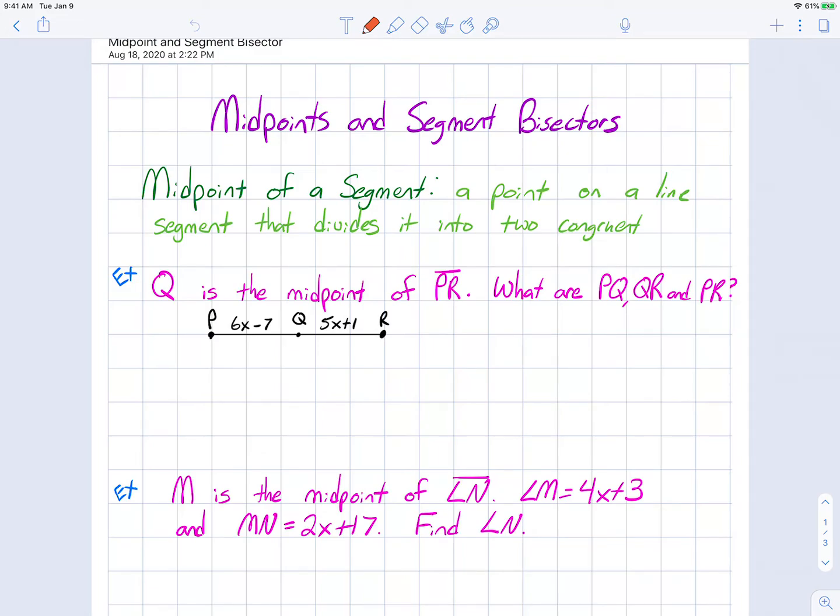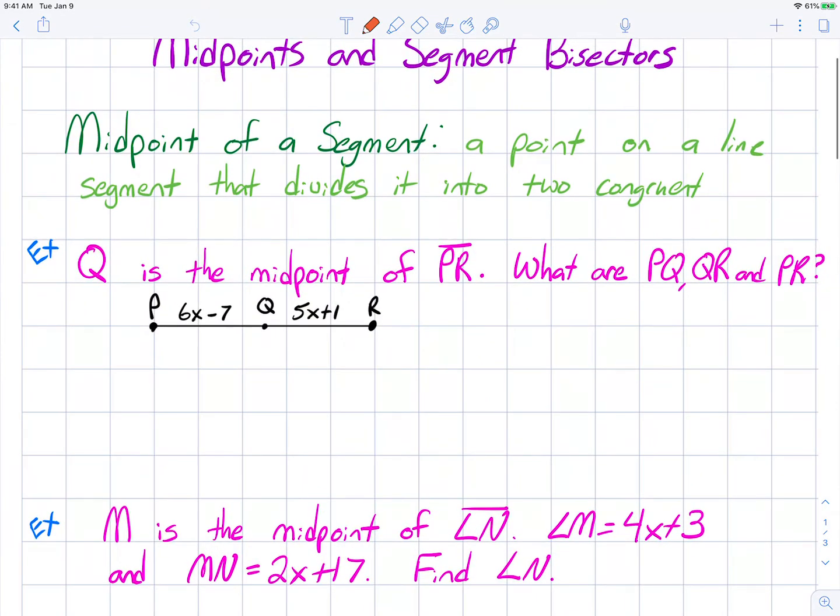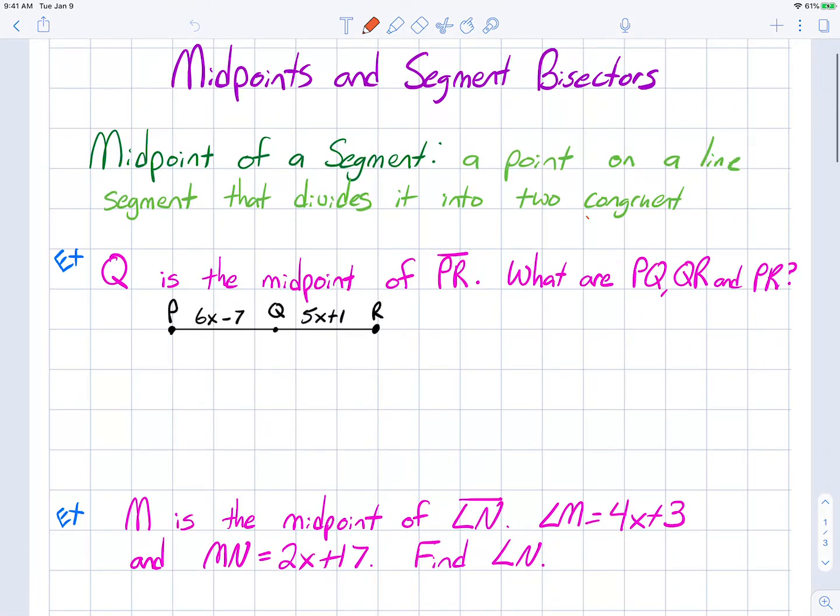Midpoints and segment bisectors. So first, a midpoint of a segment is a point on a line segment that divides it into two congruent pieces. So congruent means it's the same size, it's the same length. So we've talked about midpoint in terms of a coordinate plane, and now we're just talking about a midpoint in terms of a line segment. So we're going to have some numbers, we're going to have some variables, we're going to have to solve some equations. So for instance, if Q is the midpoint of segment PR, what are PQ, QR, and PR?